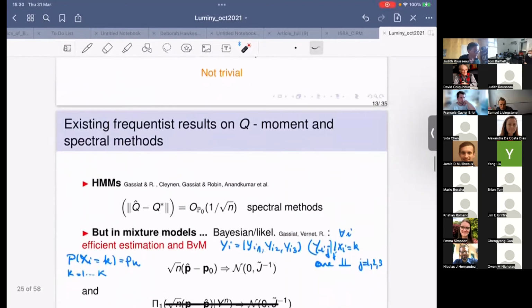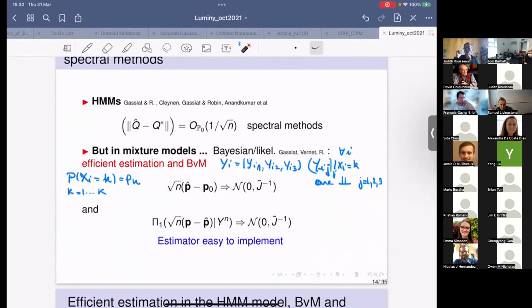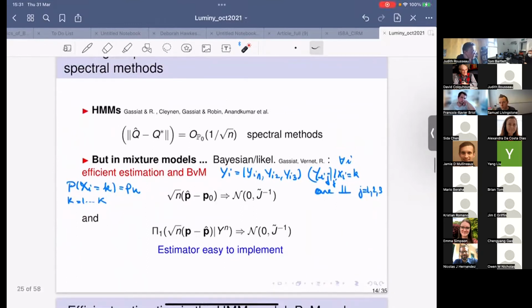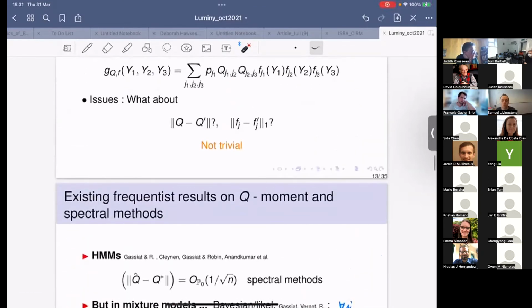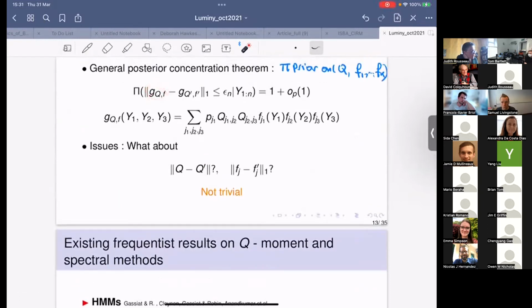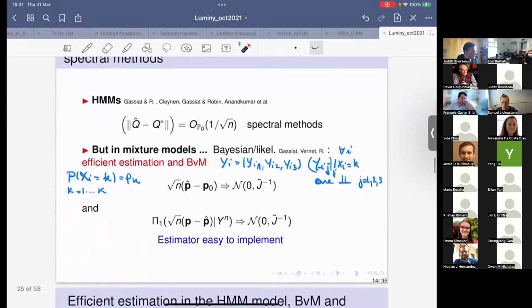So at the same time, in the frequentist literature, there existed some completely different results based on spectral methods where people could estimate the Q transition matrix at the rate 1 over square root of n. So asymptotic normality was not proved, efficiency nothing was proved there, but at least you could estimate Q at the rate 1 over square root of n, and later on Garcia and other co-authors proved some estimation of G at the rate epsilon n as well.